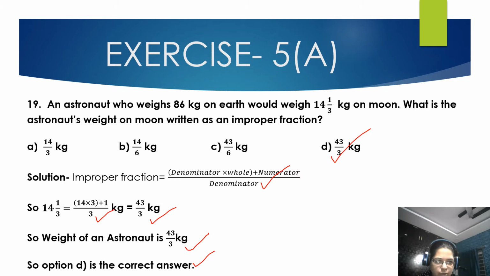So option D, 43 divided by 3 kg, is the correct answer. We convert the mixed fraction 14 divided by 3 kg into an improper fraction, we get 43 divided by 3 kg, and option D is the correct answer.